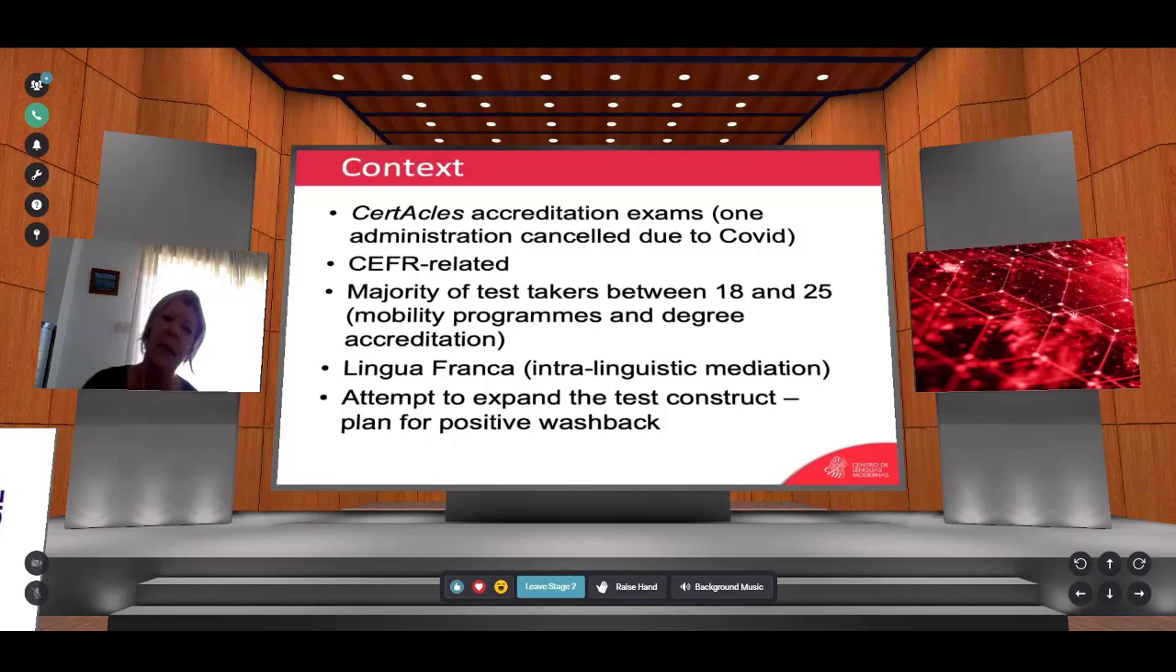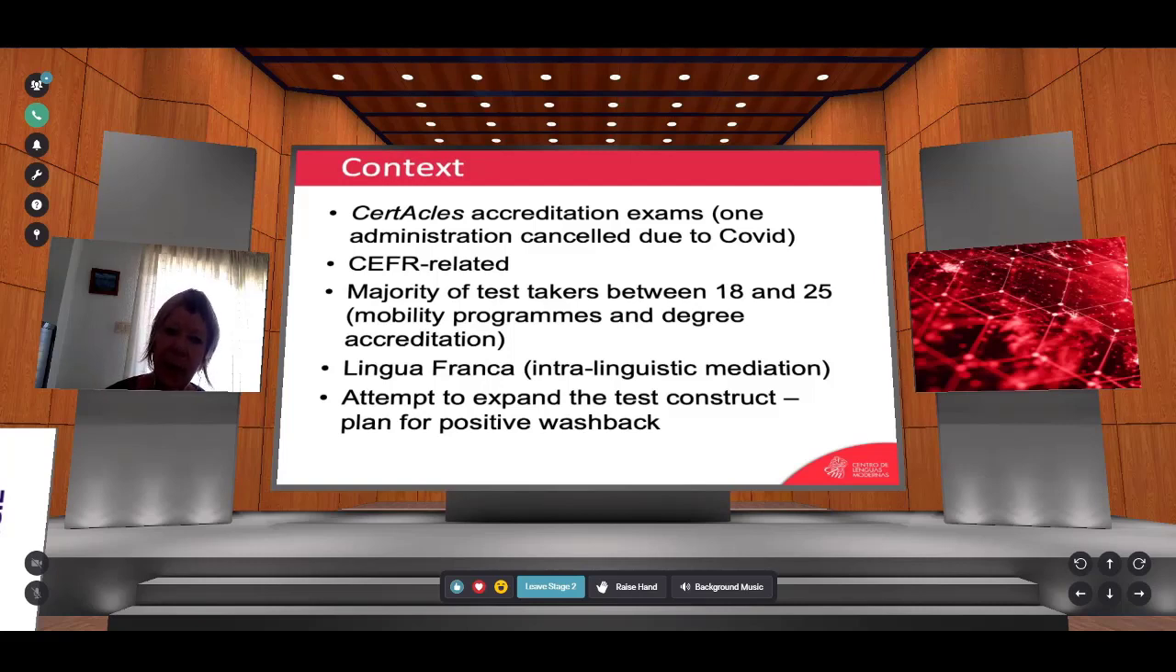Our context, we produce Cert ACLIS accreditation exams. We do 3 administrations a year, and we had 1 administration cancelled due to COVID. Our exams are CEFR related. The majority of test takers are between 18 and 25, and they take the exam mainly for mobility programs and degree accreditation. We produce exams for both Spanish and English, and our students very much use the language as a lingua franca. And so we will be talking about intra-linguistic mediation.